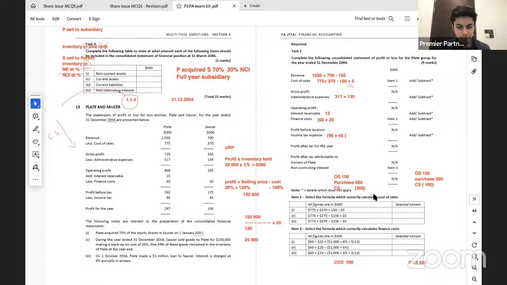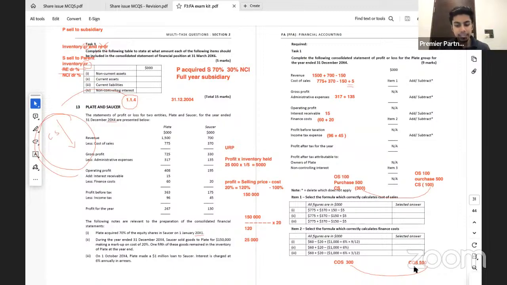When the stock is going down, when the closing stock went down from 300 to 100, what happened to the cost of sale answer? Cost of sale answer went up. Can you see? Same concept. When the inventory becomes credit, closing stock is reducing. Just like this. When the closing stock is reducing, cost of sale will go up.